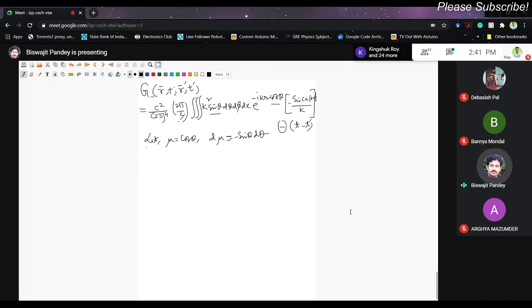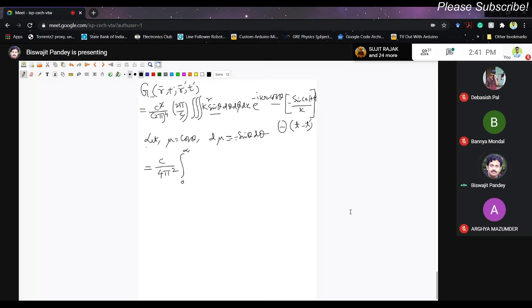At a, c cancels, so this will be c by 4, because 4 and 4 is 16. So 4 pi square, pi to the power 4 is here, one 2 pi comes outside, so 4 pi square over 16 pi to the power 4 cancels to give 4 pi square outside. And then we have the k integral going from 0 to infinity, right? And then we have this theta integral.